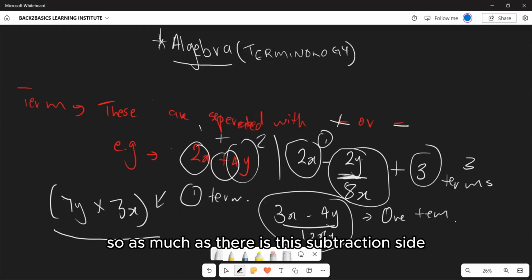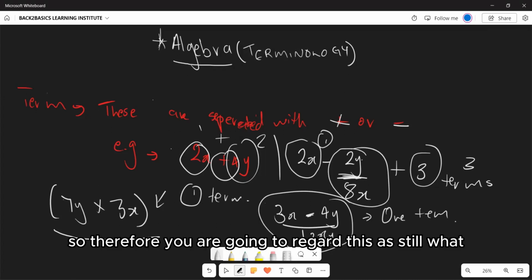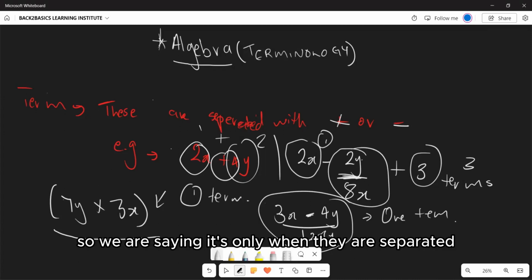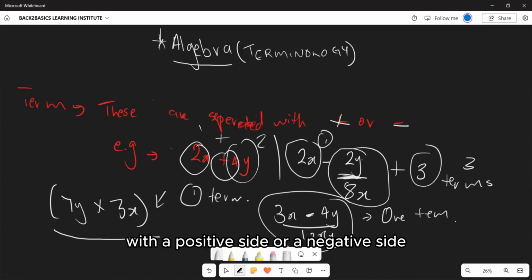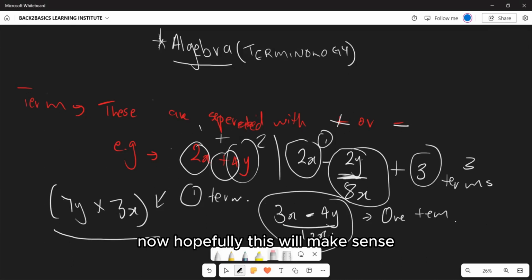So, as much as there is this subtraction sign, as long as there is a division sign between these two terms, you are going to regard this as still one term altogether. So hopefully this makes sense now, right? We are saying it's only when they are separated with a positive sign or a negative sign that you can safely say these are your terms altogether. Now, hopefully this will make sense.